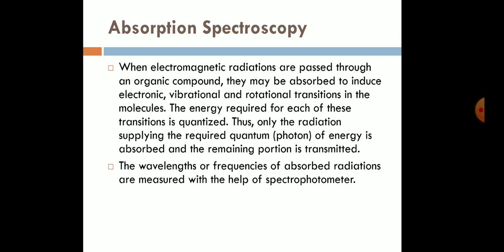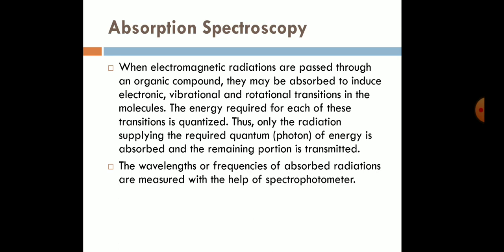Now let us come to one of the spectroscopies, which is called absorption spectroscopy. Now what is absorption spectroscopy? Absorption spectroscopy means that in this spectroscopy we study the absorption of light by the molecule under study, and this absorption of light is used to induce certain transitions in that molecule. What sort of transitions? The transitions can be either electronic or vibrational or rotational.